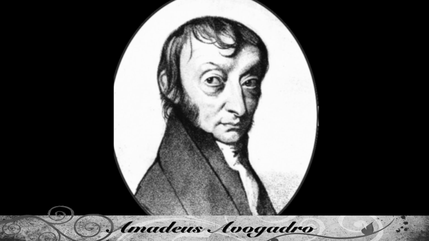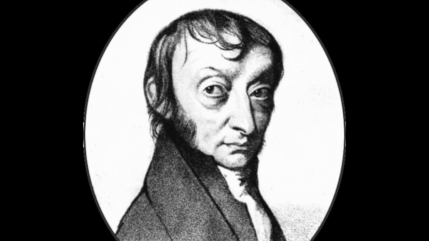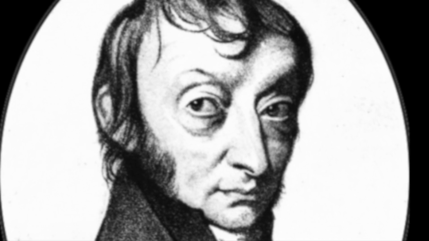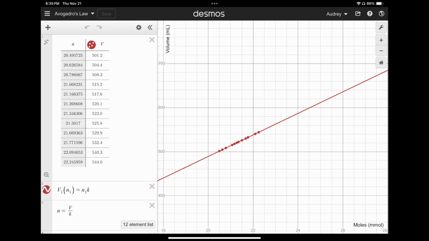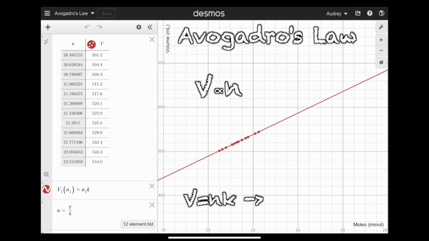This is Amadeus Avogadro. Not only did he come up with the value for the number of molecules in a mole, which makes stoichiometry so much fun, he investigated the relationship between moles of gas and volume in a container. Take a look at this balloon. As air molecules go in, the volume of the balloon increases. This relationship is Avogadro's law, which, like Charles' law, shows a direct relationship. The number of moles of gas is proportional to the volume of the container, which is demonstrated on the plot. What's more, we can see that volume divided by moles is equal to a constant.